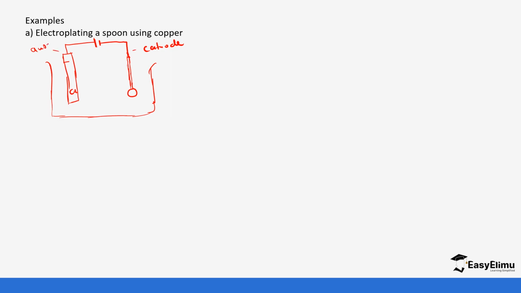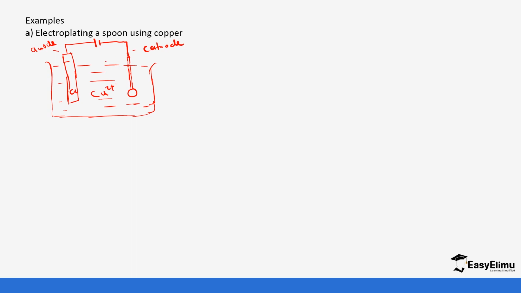So, electroplating a spoon using copper. So when we do that, let's draw the setup. So we are going to have one beaker. So we are going to have the anode, and this anode will be the copper anode, and then we have the spoon, which will form the cathode. So this is connected to a battery. So the copper anode will be on the positive side while the spoon will be on the negative side. So this is the cathode, and then this is the anode, and they will be placed in a solution containing copper ions. So this has copper ions.